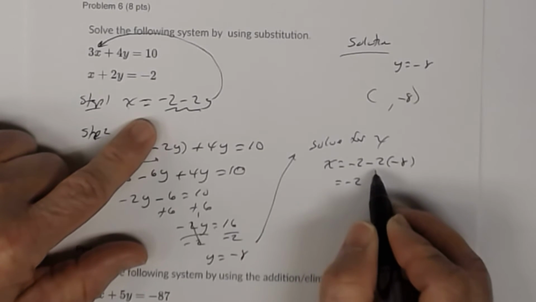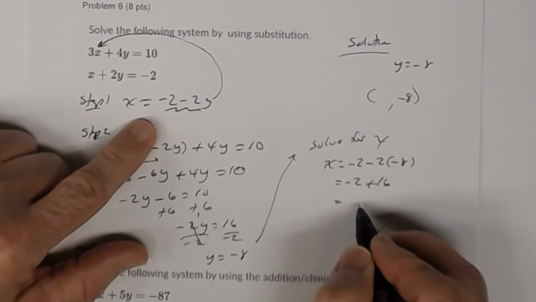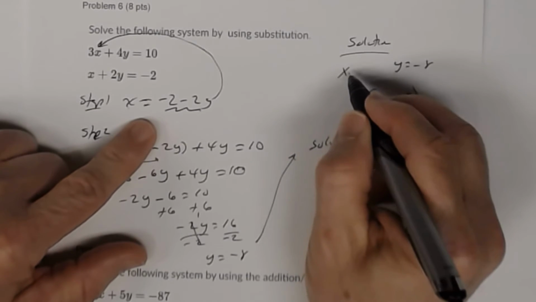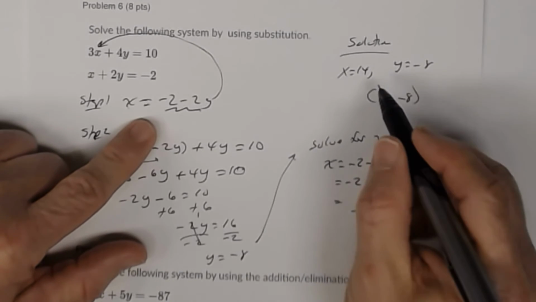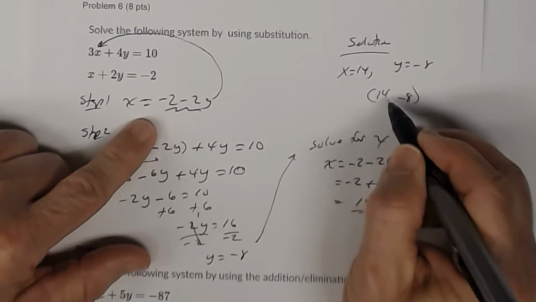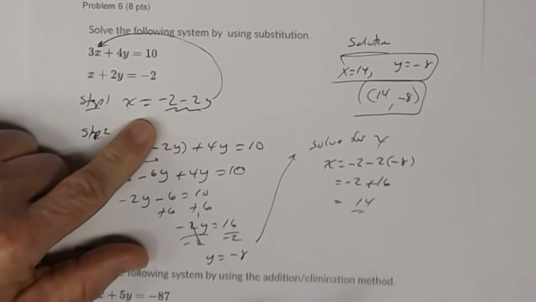So that's negative 2. A negative 2 times a negative 8 is a positive 16. Negative 2 plus 16 is 14. So there's your x coordinate. So x is 14, y is negative 8. As an ordered pair, you would say 14 comma negative 8. Okay, either one of those is fine.